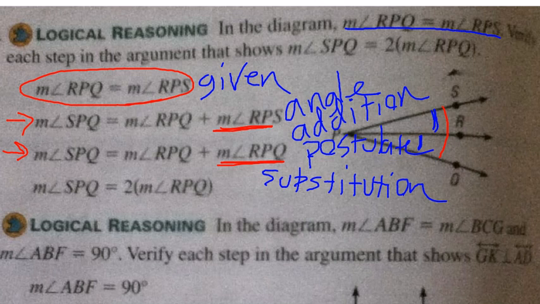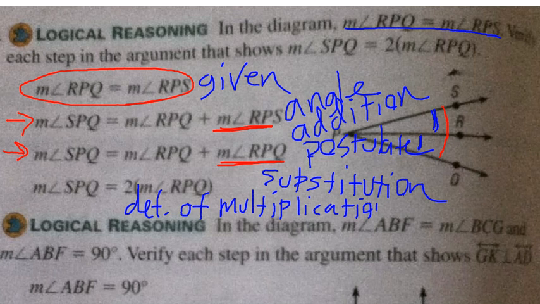And then the last line says that the measure of angle SPQ equals 2 times the measure of RPQ. Well, the reason there, that's just the definition of multiplication. Multiplication is defined as just repeated addition, and that's what we're doing in the line above. We're adding RPQ twice. So that's the same as multiplying RPQ by 2, because we're adding it twice.